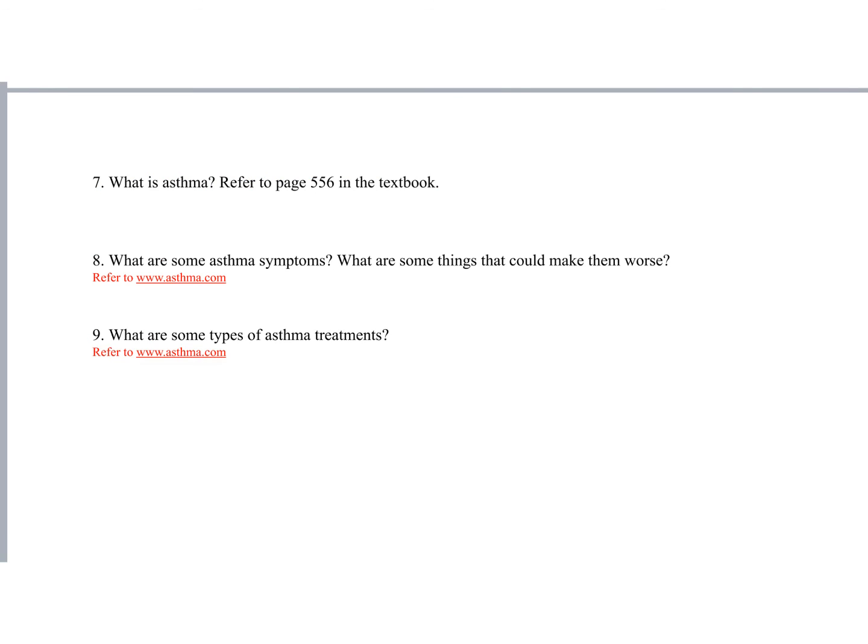Now the last few questions on the pre-lab, I actually gave you the pages to look for them in the book or the website to go to find the answers. So number 7, what is asthma? And then it says please refer to page 556 in your textbook of the current edition. So that'll tell you that asthma is an obstructive lung disease.